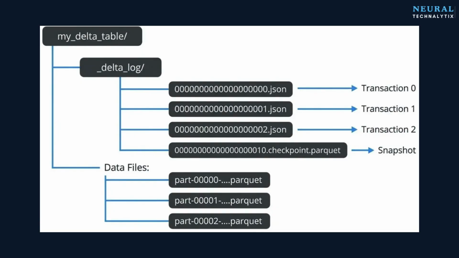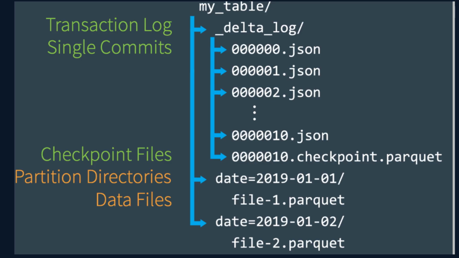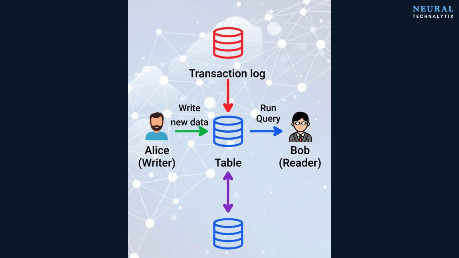How Delta Lake reads data. Let's see how data is read from a Delta table. When a user queries a Delta table, Spark does not immediately read the data files. Instead, it first checks the transaction log. The transaction log tells Spark which files represent the latest valid version of the table. Let's imagine a simple scenario. Alice writes new data to the table. At the same time, Bob runs a query. Spark first reads the transaction log, identifies the valid data files, and then reads those files. This ensures that Bob always gets consistent data.